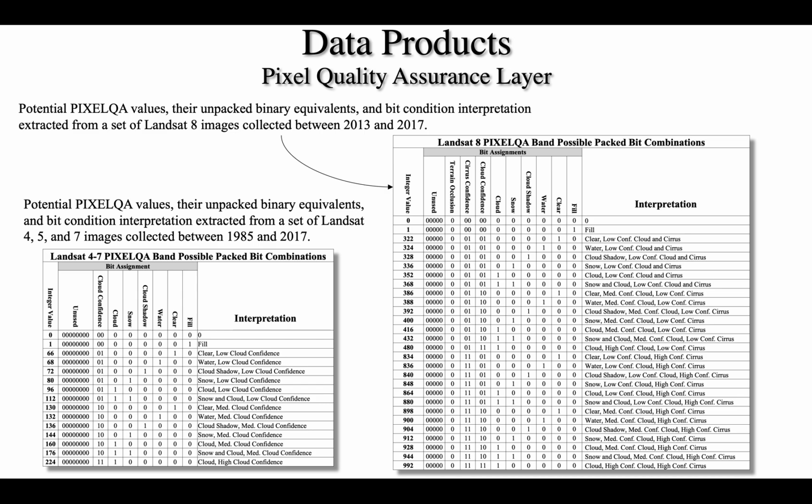And of course, there are logically a limited set of bit combinations and therefore a limited set of integer pixel values for these layers. These two tables list the common bit combinations and their integer equivalents for Landsats 4 through 7 and Landsat 8. The combinations are different between sensors due to the absence of the cirrus band in Landsats 4 through 7. This concludes the second of 3 video tutorials on the Landsat ARD product.